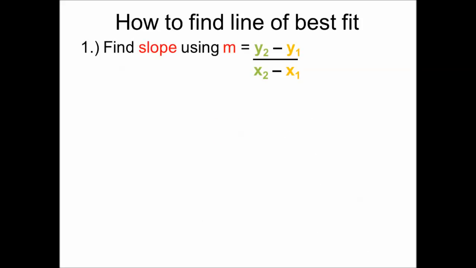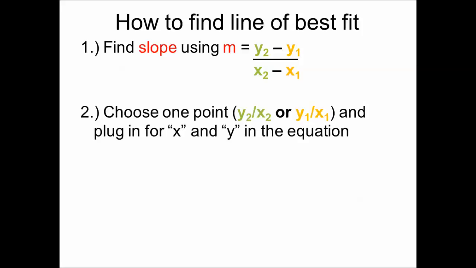So, steps for finding a line of best fit. First thing, you have to solve for slope, and we already learned how to do that. Then we need to choose one of those points, either point 2 or point 1. So either your y2 and your x2 or your y1 and your x1. It doesn't matter, you'll get the same answer.